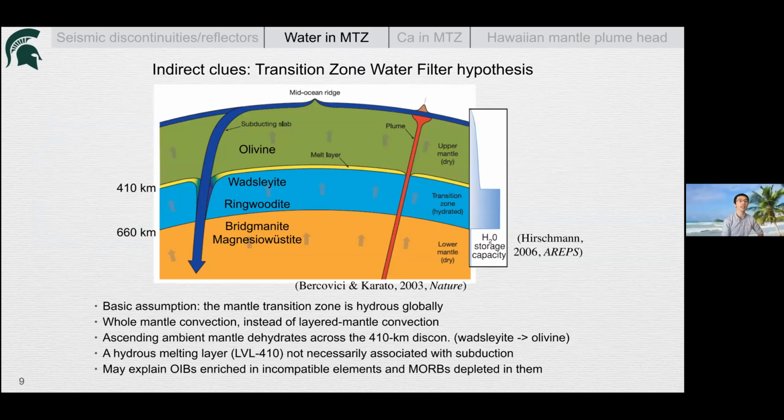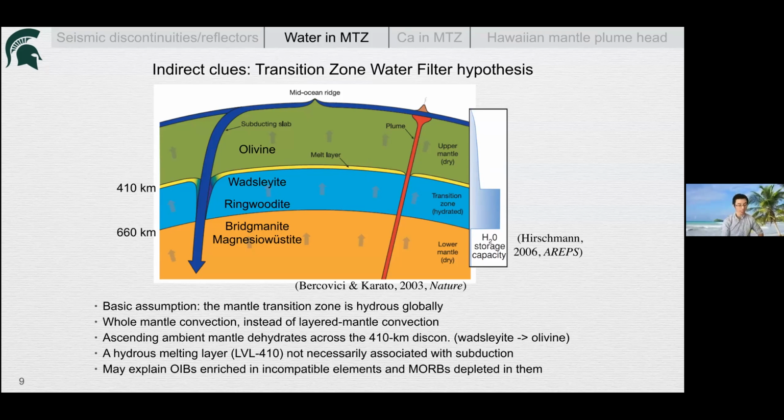On the other hand, we probably have some indirect clues. This is a widely cited hypothesis by Bercovici and Karato, called the transition zone water filter hypothesis. The fundamental assumption is that the transition zone has a lot of water because of its high water storage capacity. When material rises across the 410 discontinuity, the water storage capacity drops significantly, and water is released as free water, which triggers hydrous melting. Therefore we expect a partially molten layer right above the 410 discontinuity. In other words, if we can find this partial molten layer, or a low velocity layer above 410, maybe that's indirect evidence for water in the transition zone.